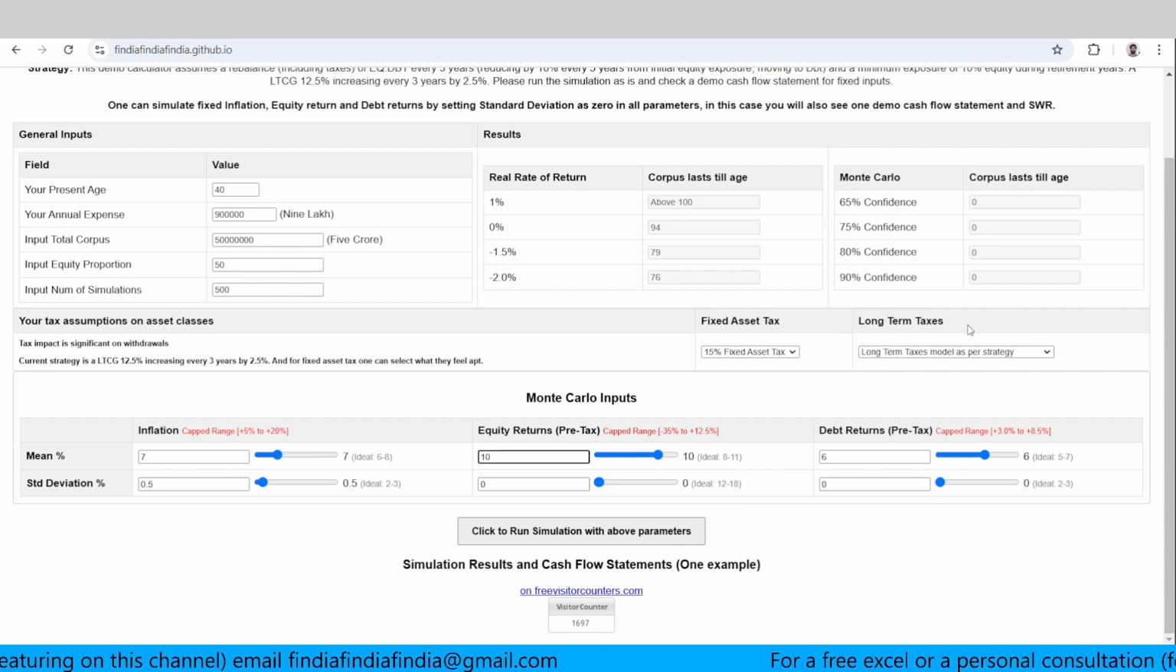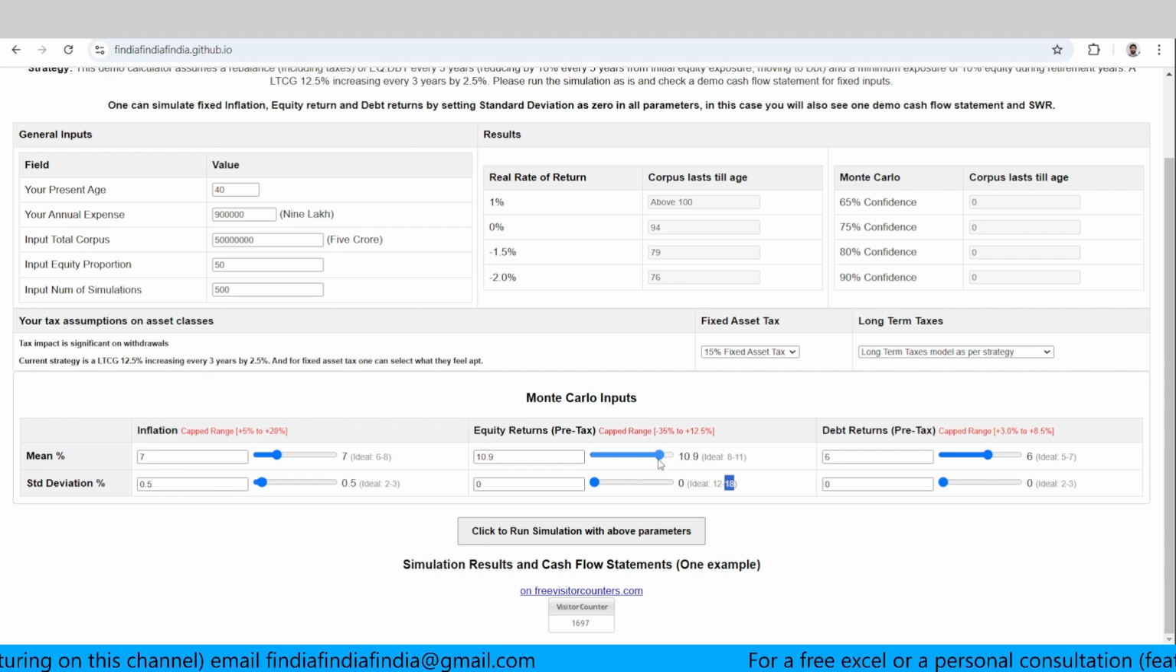This is the basic calculator, and each of these has ideal values given. For example, the ideal value for inflation I have considered to be between 6 to 8%, because we are also considering a standard deviation, which means the inflation will keep varying. I'll show you this eventually, just give me a minute. Equity and debt have a standard deviation of between 12 to 18. For example, if you're taking a standard deviation of 18, you can obviously take the ideal return to be a little higher, let's say 12.5.